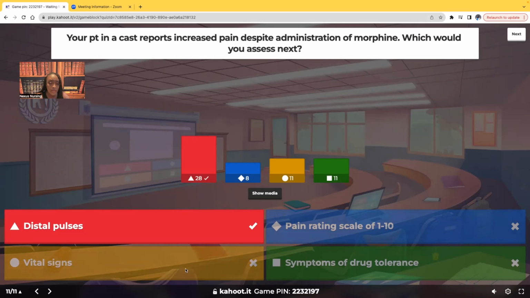Taking their vital signs, that is not going to give us any idea if there is impending compartment syndrome, right? And of course, symptoms of drug tolerance, you're not going to suspect that all of a sudden your patient's a druggie. Absolutely not. You should be suspecting compartment syndrome. So you are going to be doing your neuro checks. You're going to be assessing all those P's. So the correct answer is distal pulses.